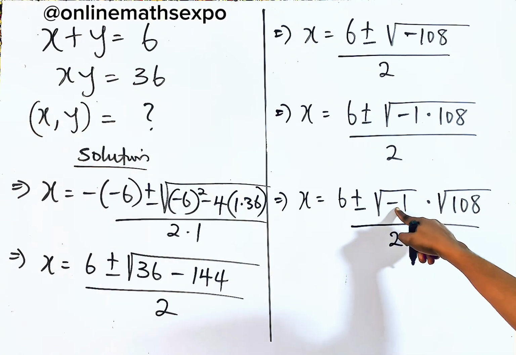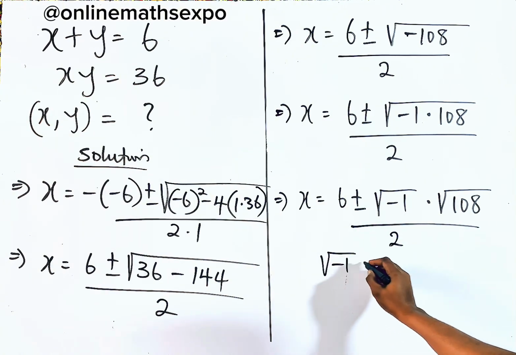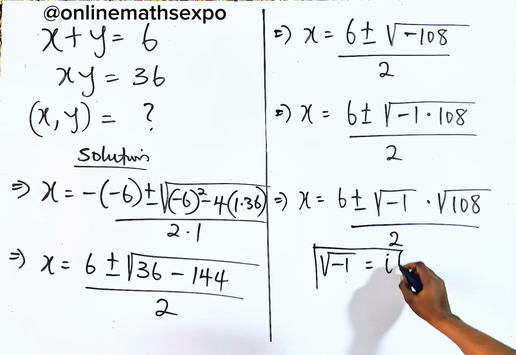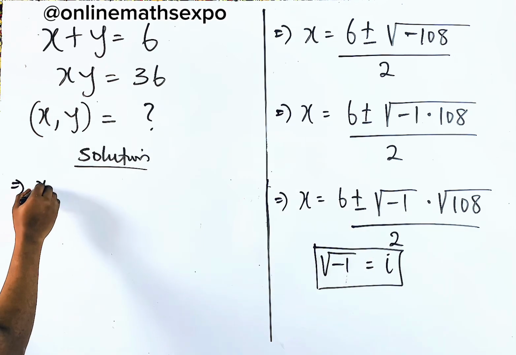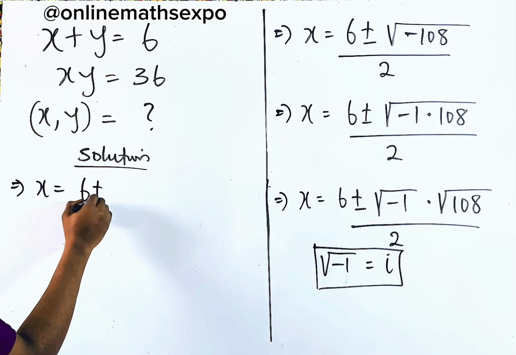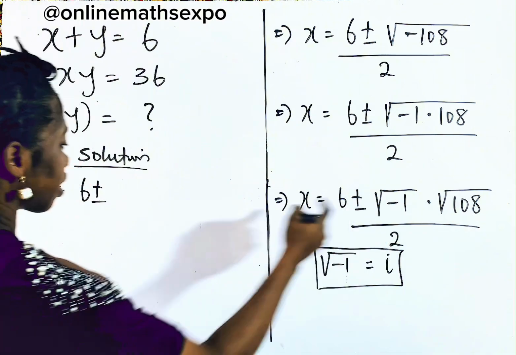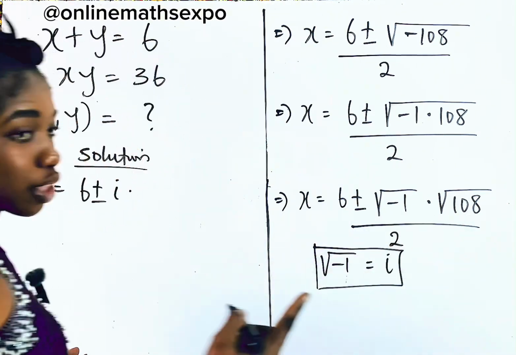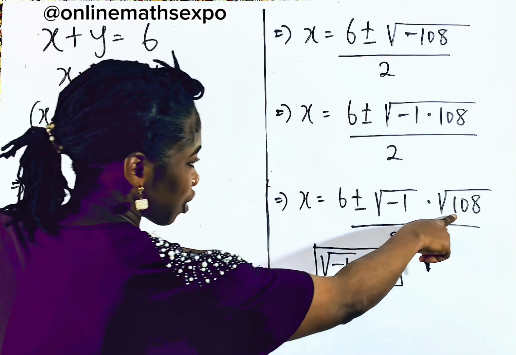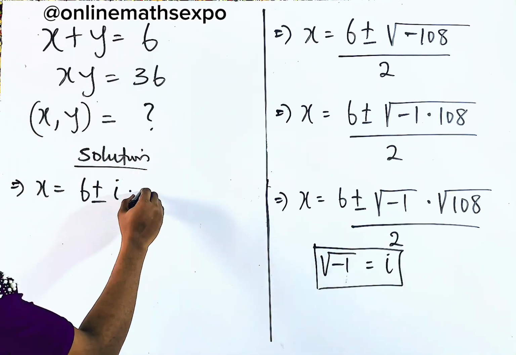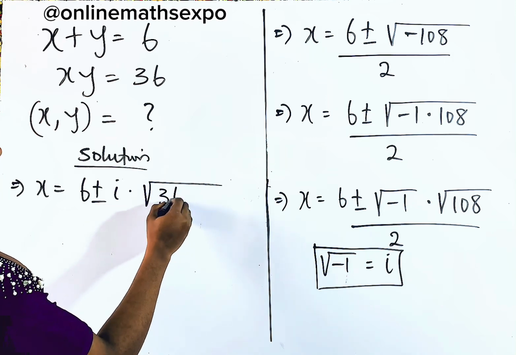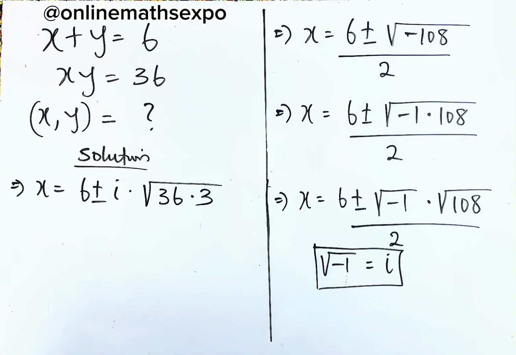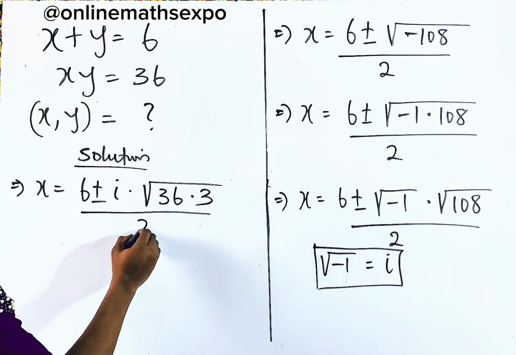So remember that each time you have root of -1, it is always i, the imaginary unit. So we're going to replace this with this. x is equal to 6 plus or minus, now we take i multiplied by root of 108. Remember that 108 is not a perfect square, but there's a perfect square in it, and that is 36. And we know that when you multiply 36 by 3, it gives you 108. So this is divided by 2.